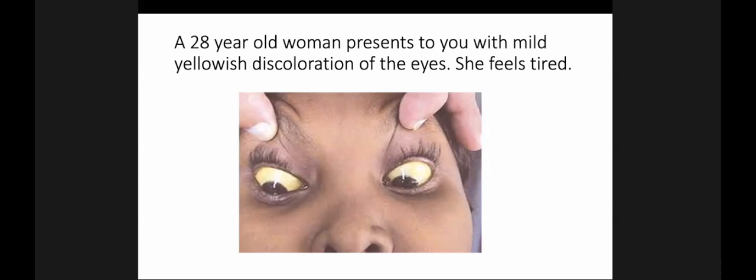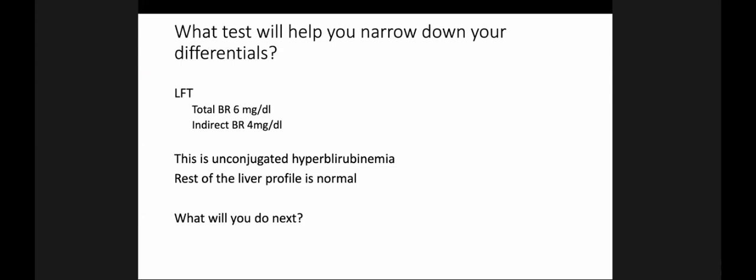Now, your first step when you have somebody with jaundice is to differentiate between unconjugated hyperbilirubinemia and conjugated hyperbilirubinemia. So how are you going to do that? You need to check her serum bilirubin levels, the direct and indirect ones. Yes. So here you can see total bilirubin is 6, indirect bilirubin is 4. So is this conjugated or unconjugated? It's unconjugated, because direct bilirubin is only 2 and it is less than 50%, right?